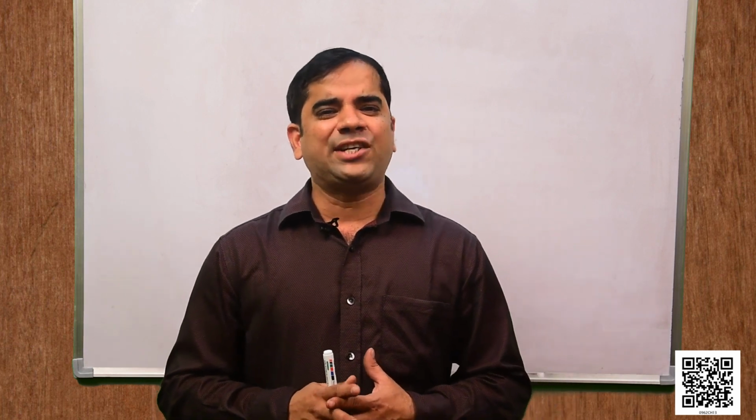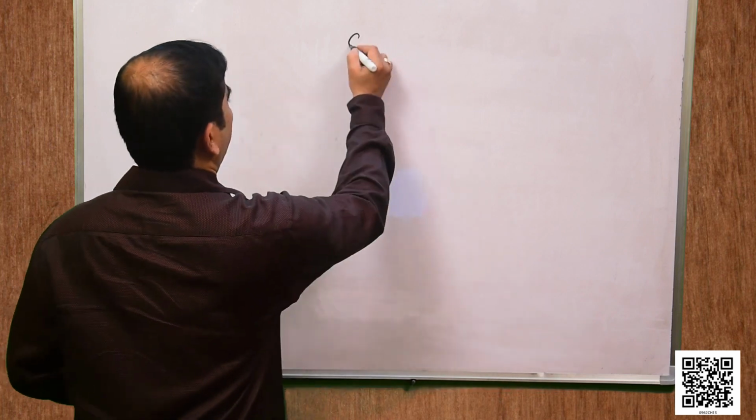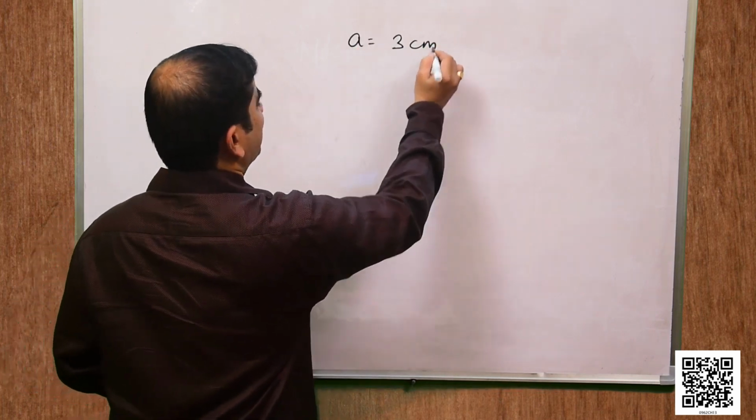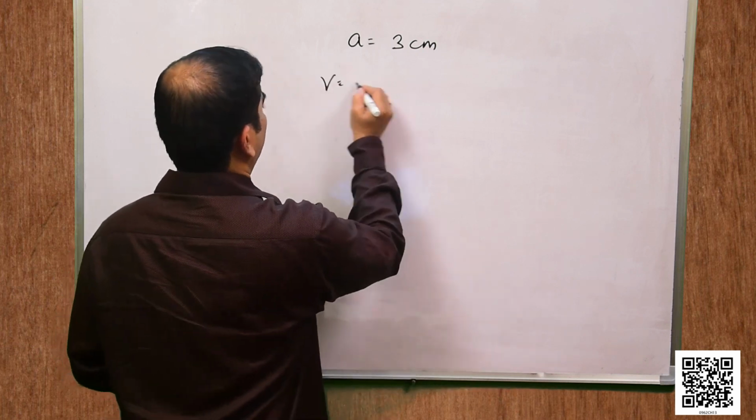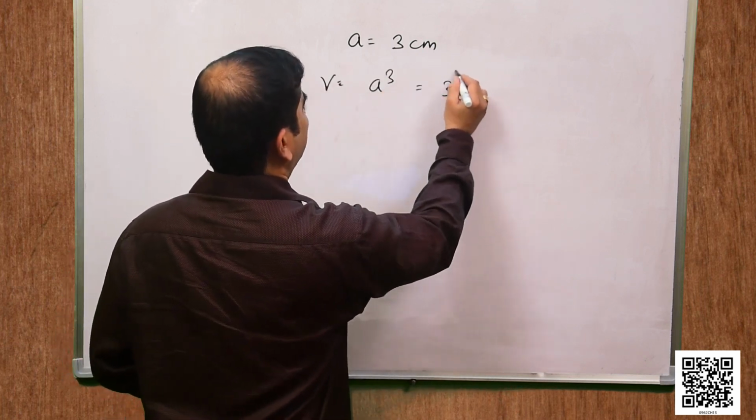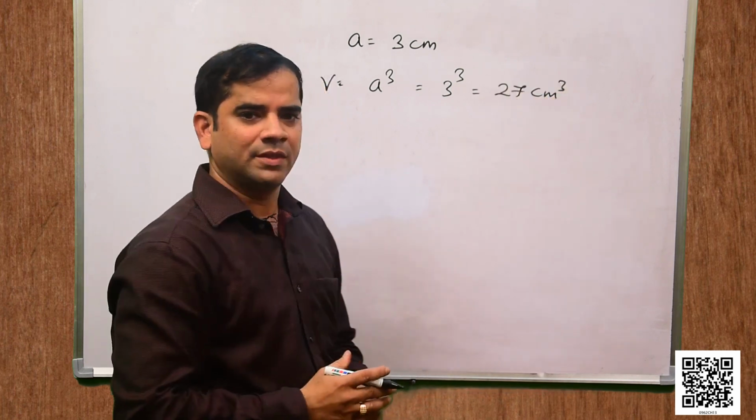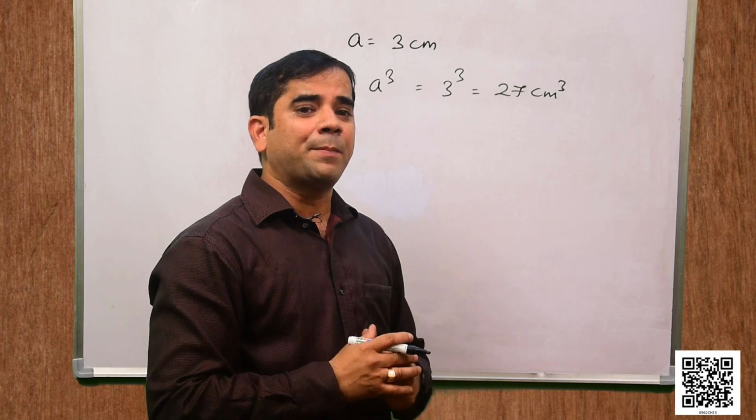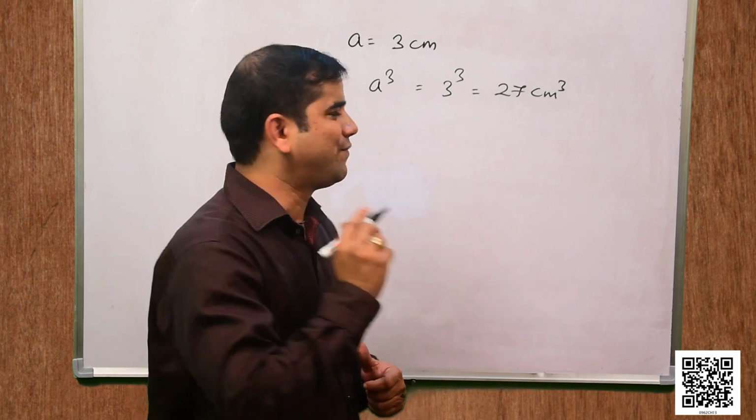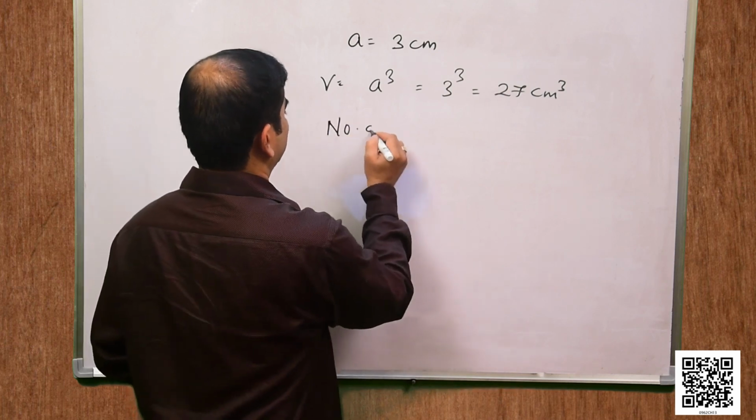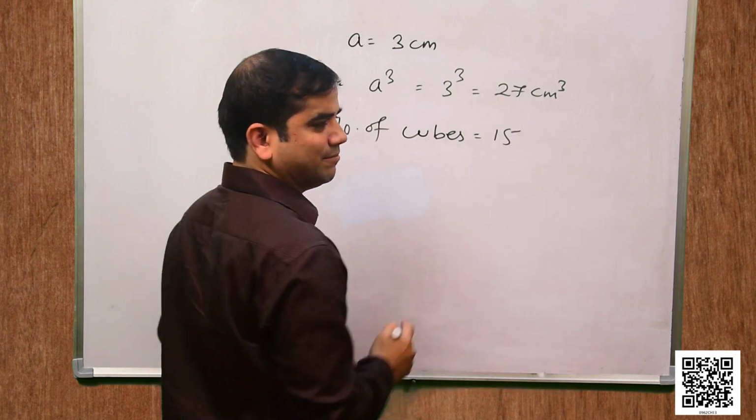So, the edge of the cube is given as 3 cm. So, a is equal to 3 cm. Let us find the volume of each cube. V is equal to a cube, that is 3 cube, 27 cm cube. Fine. So, the number of cubes in the structure, you can count it, is equal to 15.